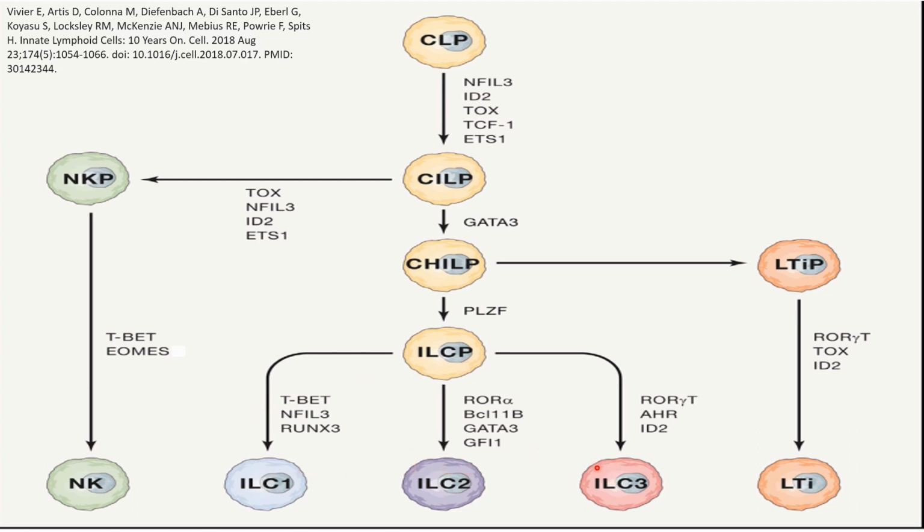We can see here the natural killer cells and innate lymphoid cell type 1 will depend mainly on the transcription factor T-bet, which you find in both of them. Innate lymphoid cells type 2 will depend mainly on the transcription factor GATA3, while innate lymphoid cell type 3 and lymphoid tissue inducer will depend on the transcription factor retinoic acid orphan receptor gamma T. We will find it in both of them.